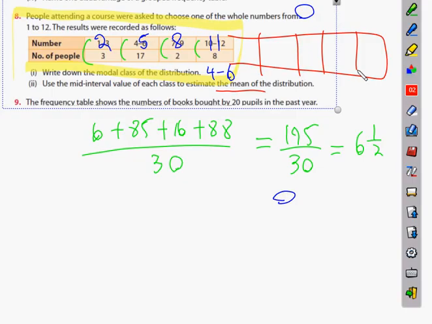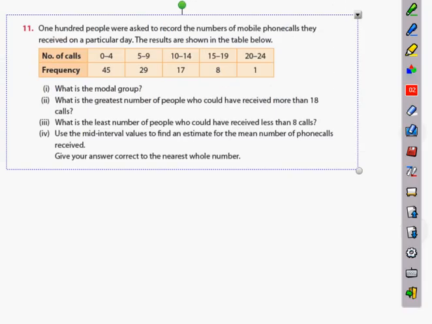Now, I think that's more or less us it. Number 11. Number 11 is the same thing, isn't it? What's the modal group? 5 to 9. What's the greatest number of people who could have received more than 18 calls? More than 18 calls? Let's imagine that all 8 of these guys received 19, because they can receive anywhere from 15 to 19. So 8 plus 1, 9. 9 people could receive more than 18 calls.